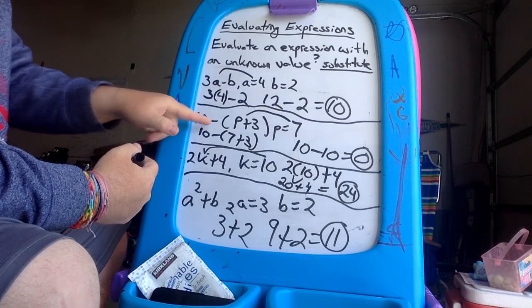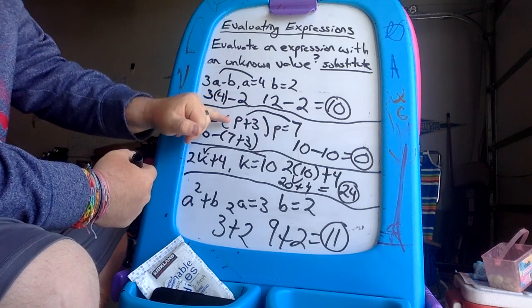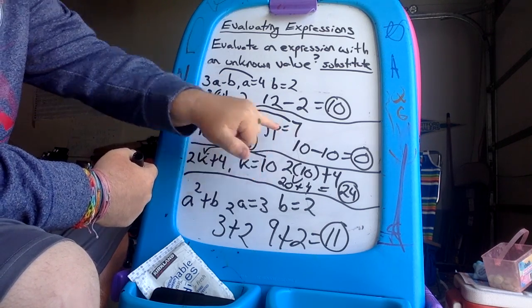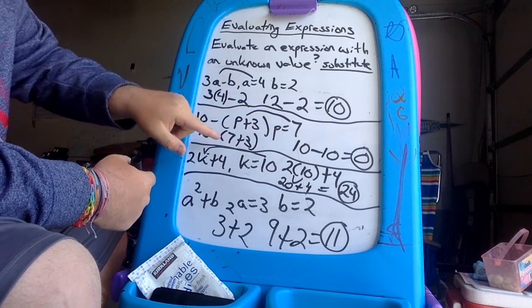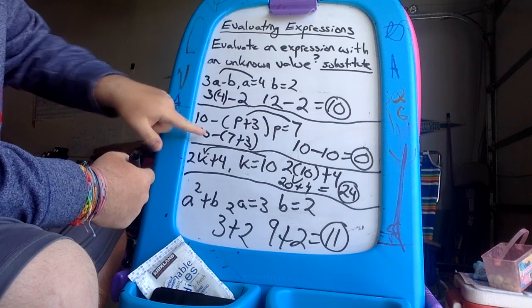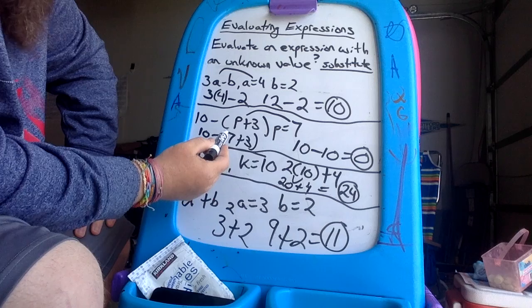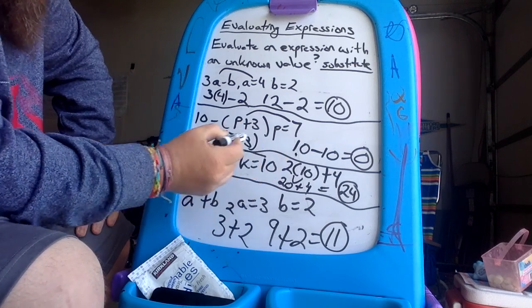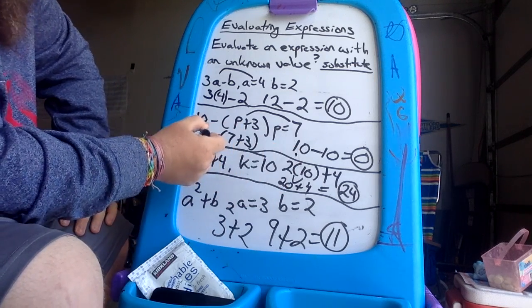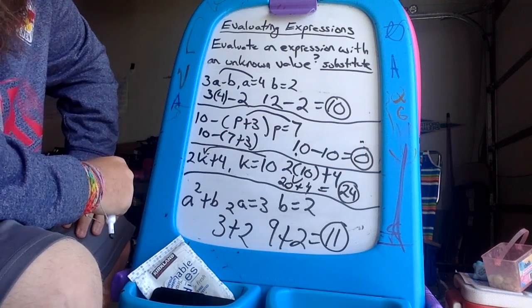Next one we had 10 minus parentheses p plus 3, close parentheses. The unknown value is p that we're looking for, which is 7. Remember I gave you guys a little hint. Then 7, we substitute. So now we have 10 minus 7 plus 3 in parentheses. Parentheses always comes first. So 7 plus 3 gives us 10. We have the minus, and we have the next number, which is 10. So 10 minus 10 gives you, bingo, 0.